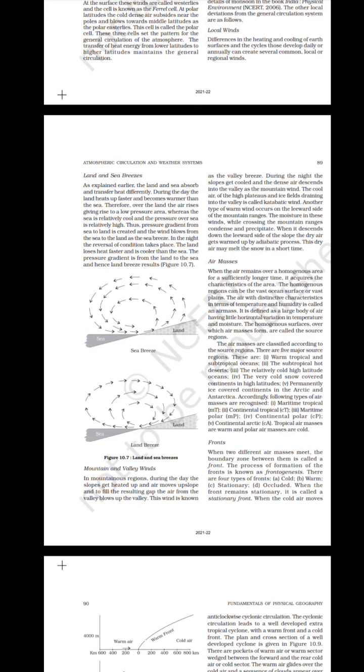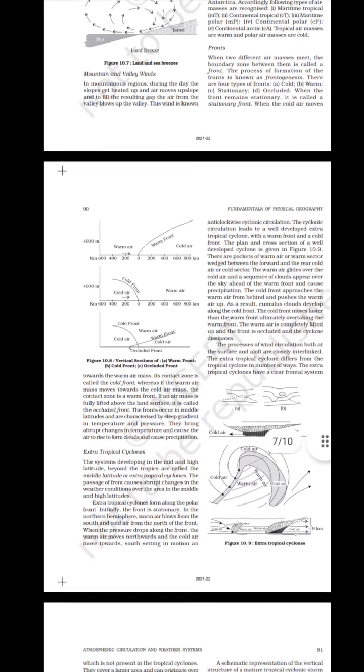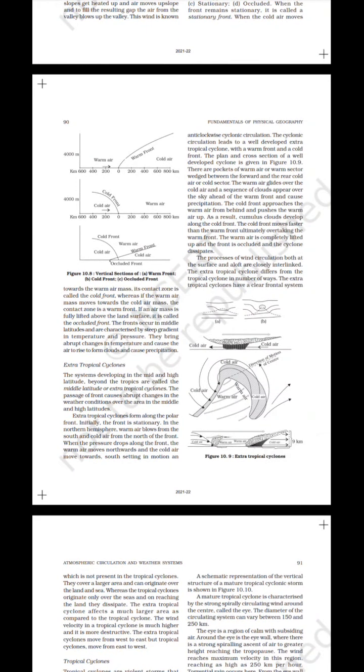When the cold air moves towards the warm air mass, its contact zone is called the cold front. Whereas if the warm air mass moves towards the cold air mass, the contact zone is the warm front. If an air mass is fully lifted above the land surface, it is called the occluded front. The fronts occur in middle latitudes and are characterized by steep gradient in temperature and pressure. They bring abrupt changes in temperature and cause the air to rise to form clouds and cause precipitation.